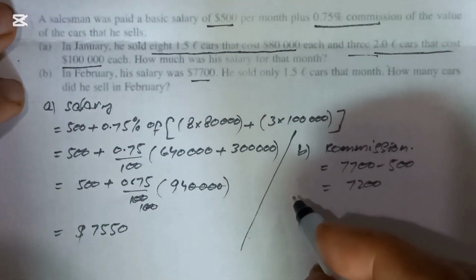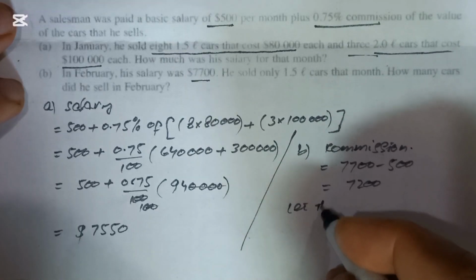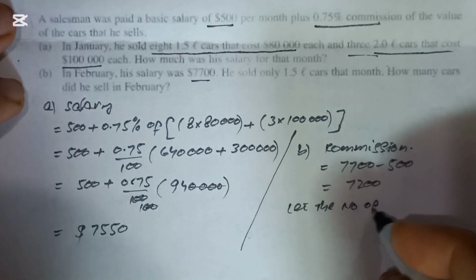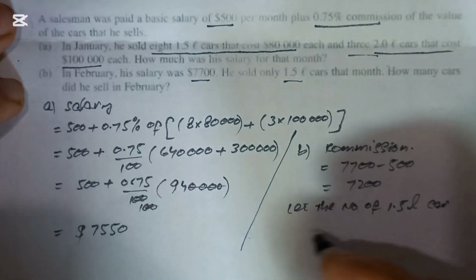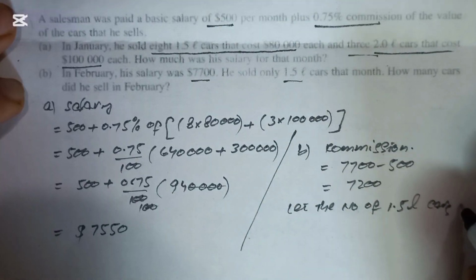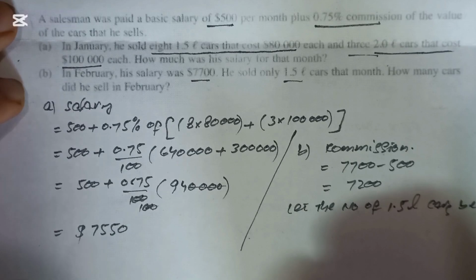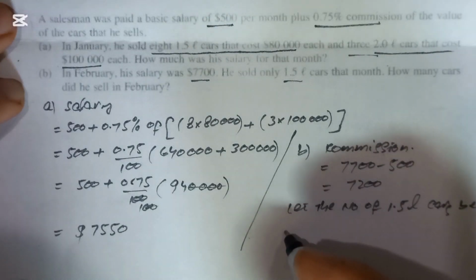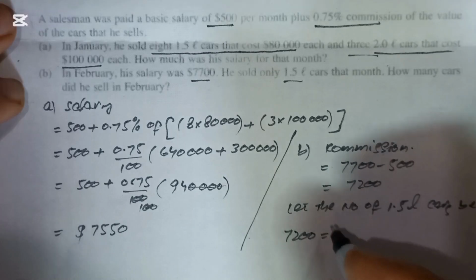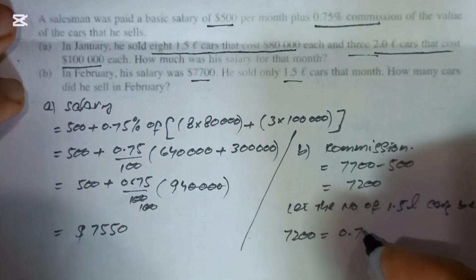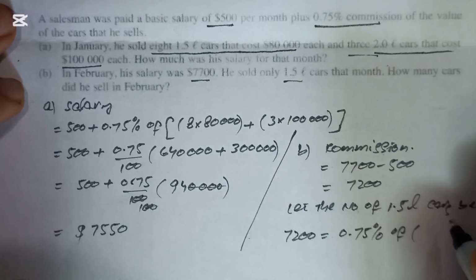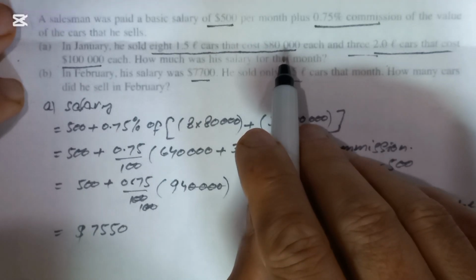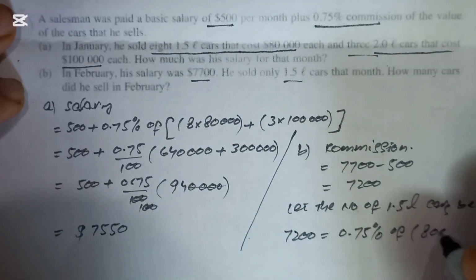And now you will find the number of cars. Because he sold only 1.5 L cars, let the number of the 1.5 L cars in that month be X. So commission should be equal to, that is 7200 should be equal to 0.75% of, 1.5 L cars cost 80,000. So 80,000 multiplied by the number of 1.5 L cars.